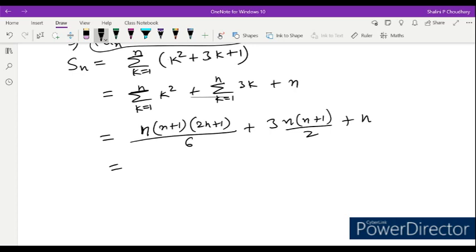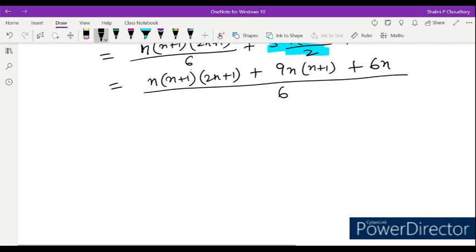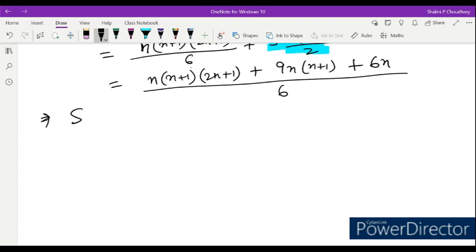Now what we can do, we can directly solve this one. This is n plus 1, 2n plus 1. Now for this one we'll multiply the numerator and denominator by 3. So what value will we be getting? We'll be getting 9n into n plus 1 divided by 6 plus n into 6n divided by 6. Can we write like this directly? So what is the value of Sn?